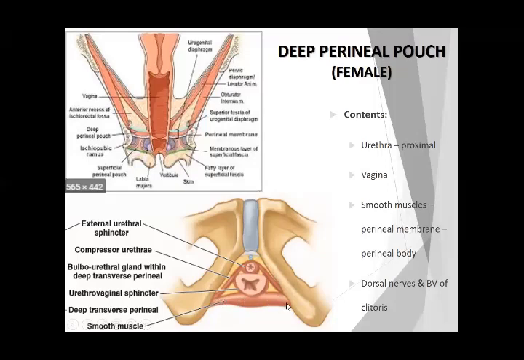And then, of course, don't forget the dorsal blood vessels of the clitoris. We would call it clitoris over here because it's a female. Look at this here, over here would be the vagina, the urethra. You do not see that, and of course, this is the deep perineal pouch.